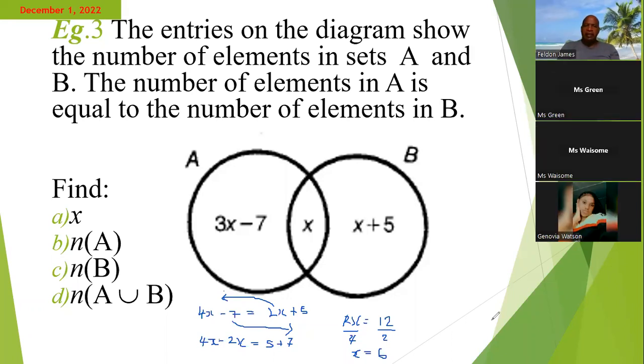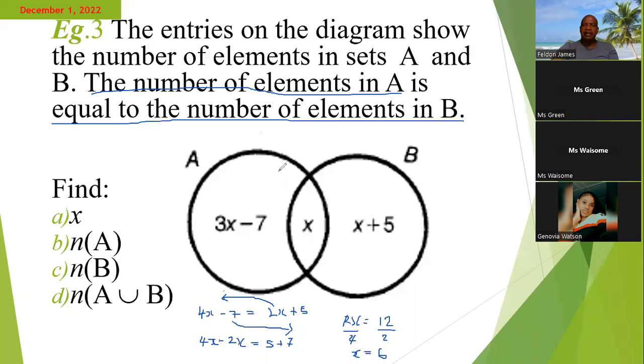Whenever we're given a situation like this, you are not given any values for the number of elements in A, the number of elements in B, and so on, but you are given the diagram. Read the question carefully and look out for the key information. The key information here is that the number of elements in A is equal to the number of elements in B.